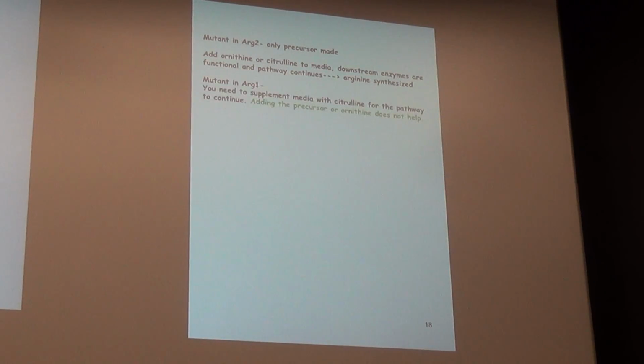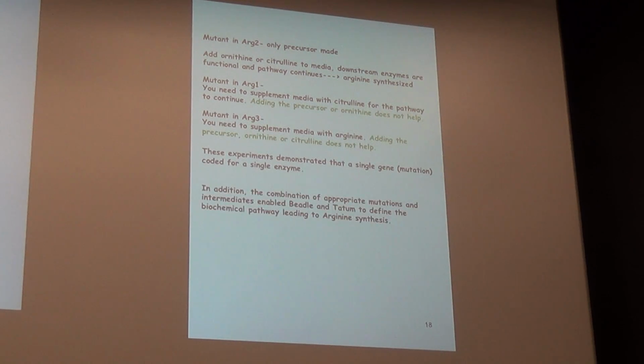Okay. So based on the results, they were basically able to say that for the mutant in arginine 2, the only thing that this mutant would allow to be made is the precursor. You had to add ornithine or citrulline to the medium. Downstream enzymes were still intact, and the pathway would basically continue, and you would get arginine synthesis. Mutant in arginine 1, you could supplement the media with citrulline, but adding precursor or ornithine was not sufficient because the mutation was blocking the pathway.